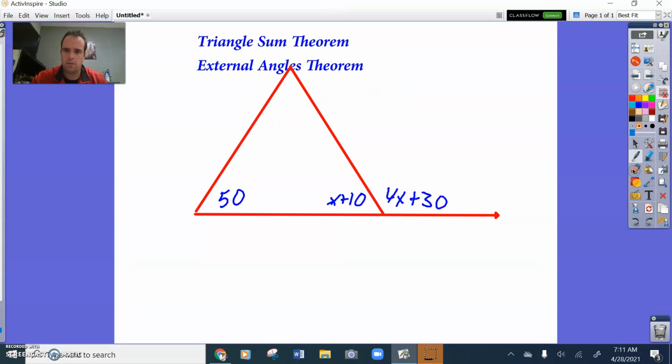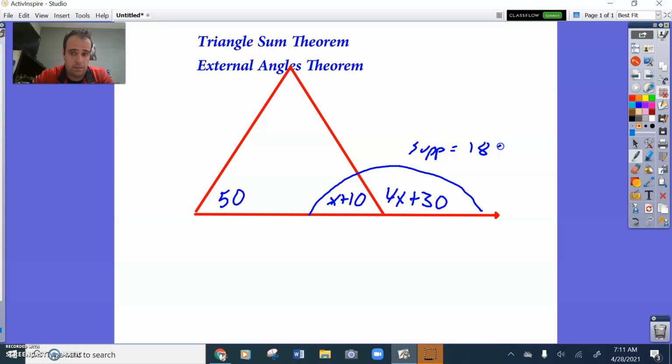So, the first one is this type of problem right here, where you have two known angles, but one is only kind of known because you only have an x, not a number. Then you've got an external angle. This is a combination of the external angles theorem, as well as a supplementary angle idea in combination with the triangle sum. So what we know right here is a supplementary angle.